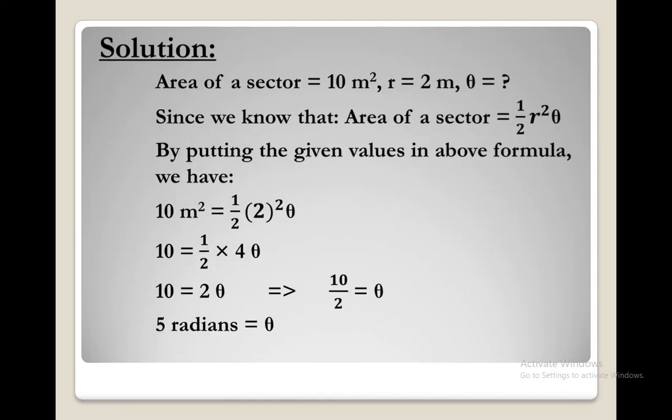Using the same rule, area of sector is equal to 1 by 2 r square theta. Applying all the values we have, 10 meter square is equal to 1 by 2 into 2 whole square into theta. In the next step, 10 is equal to 1 by 2 into 4 into theta. Cancellation of 4 and 2, we are left 2 theta is equal to 10. Dividing both sides by 2, we are having theta is equal to 5 radians as our answer. Hope you all finding it easy.